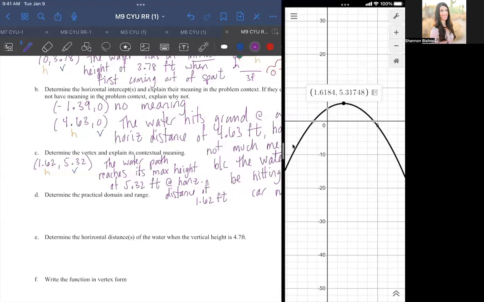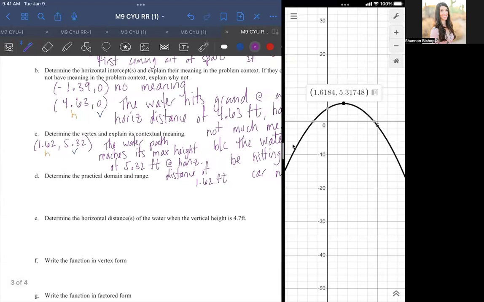Okay, so for practical domain and range. All right, now again, this one is kind of sneaky. Since we are wanting to wash our car, we are standing 3 feet from the car. So in theory, if you want your water to stop when it hits the car, you don't want to overshoot the car. You don't necessarily want to go all the way to 4.63 or whatever we had earlier. You might choose for that reason to stop your domain at 3 feet, because she's standing 3 feet from the car and we want the water to hit the car.